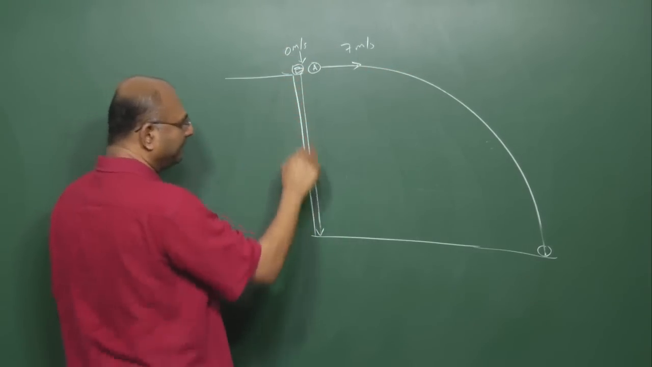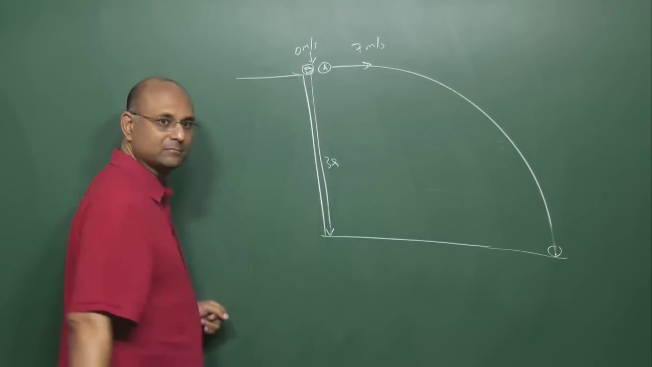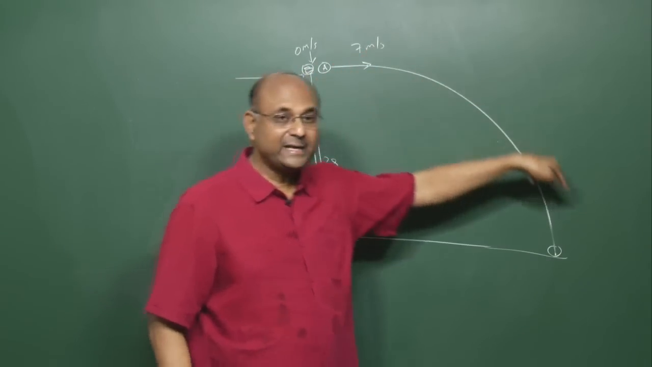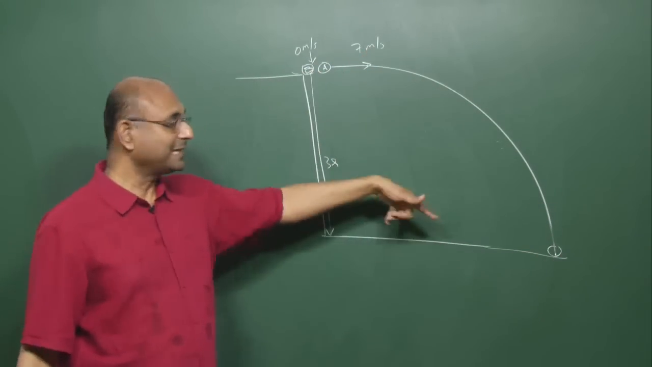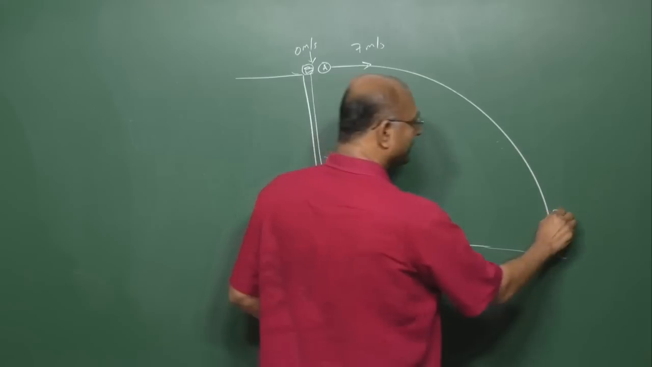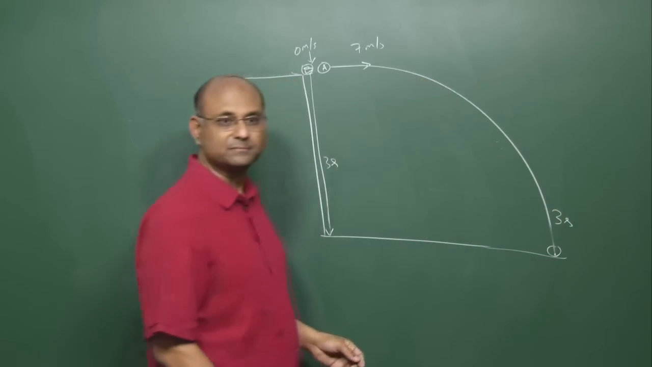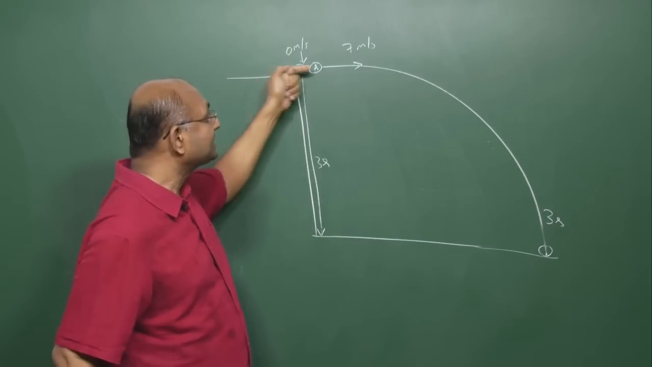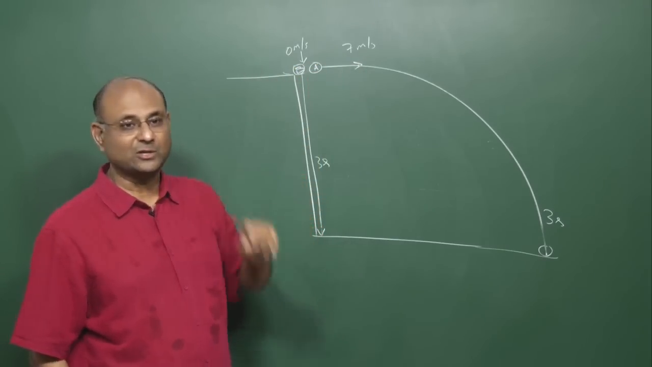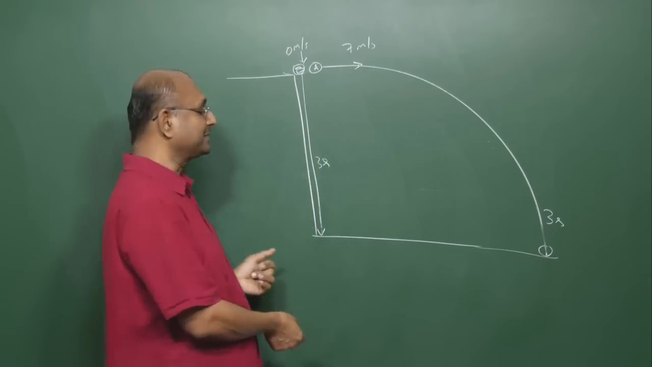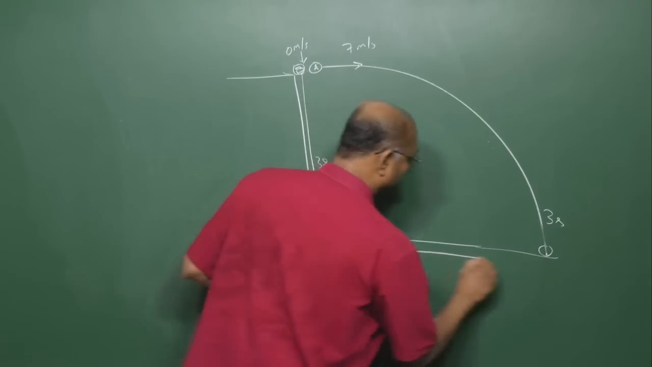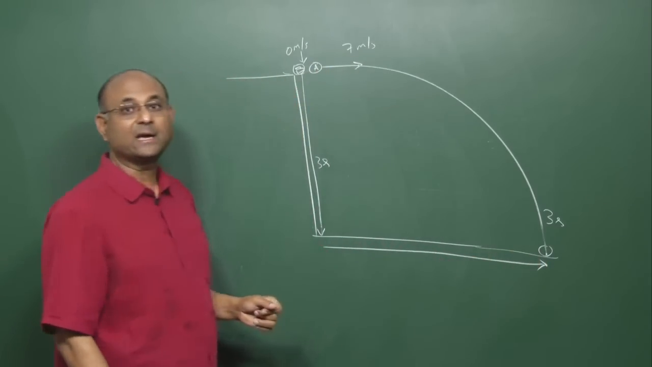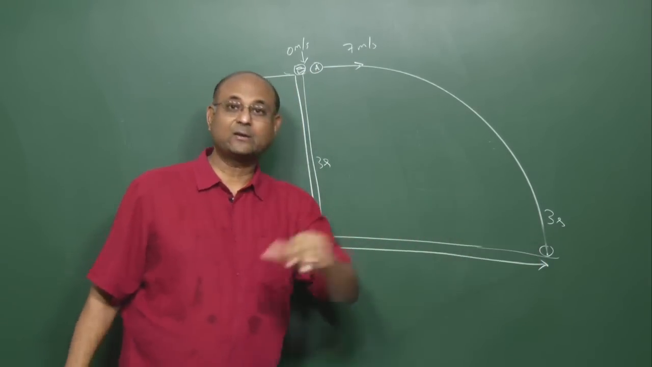If I tell you that B takes 3 seconds to fall, how much time will A take to fall? Same time. So what is the answer? 3 seconds. It is going to take 3 seconds to hit the ground, because these two will both take the same time as long as that 7 meters per second was horizontal. But now the second part of the question is, how far away from the base does A hit the ground?